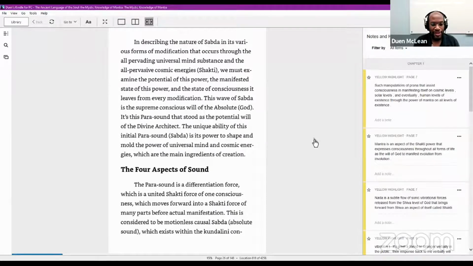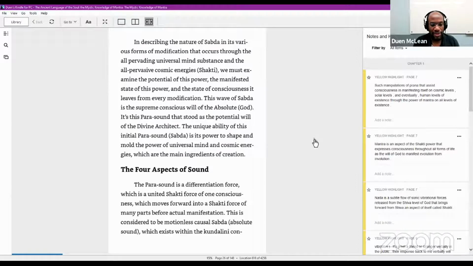The four aspects of sound. The pada sound is a differentiation force, which is a united Shakti force of one consciousness, which moves forward into a Shakti force of many parts before actual manifestation.